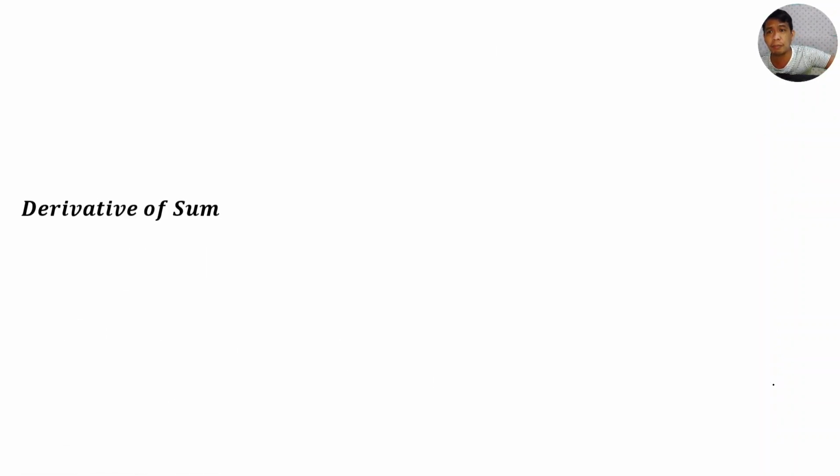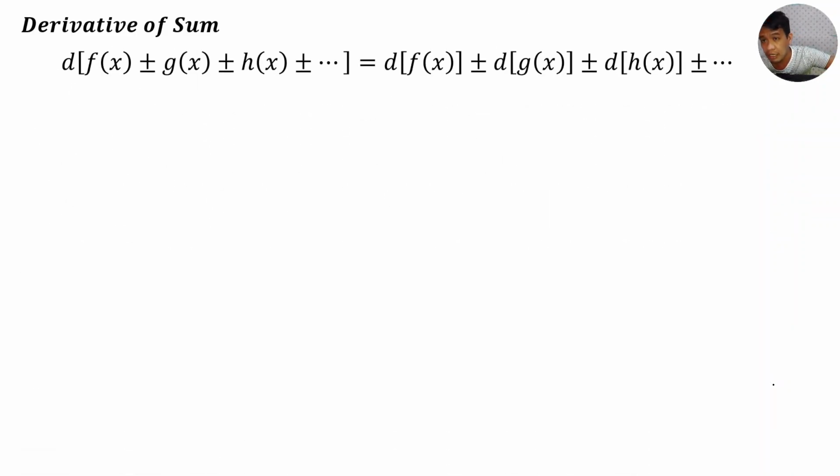The next principle is the derivative of a sum. So the derivative of f of x, or sum and difference, pwede natin gawing difference, since ang difference naman ay sum lang din ng isang positive at ng isang negative number. So f of x plus or minus g of x plus or minus h of x plus or minus dot dot dot. So meaning to say, kung siya ay 4 terms, 5 terms, 8 terms, etc. So this is the derivative of the first term.